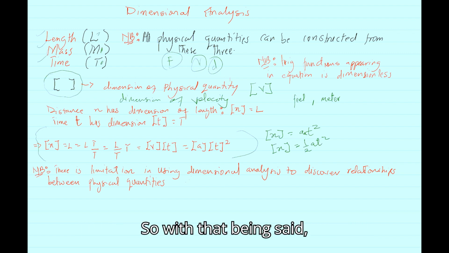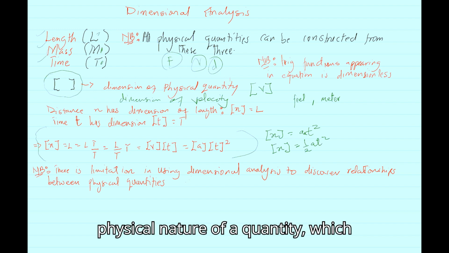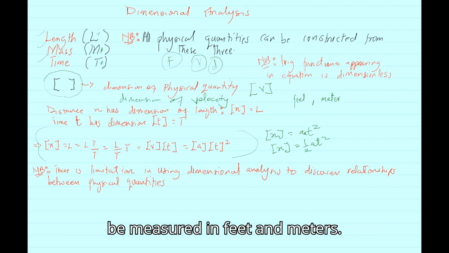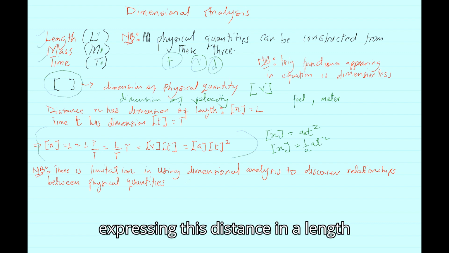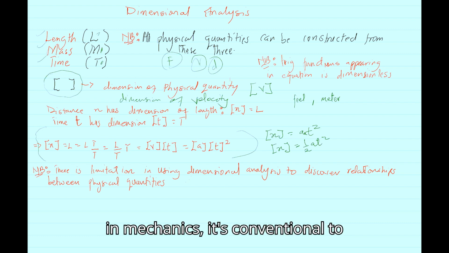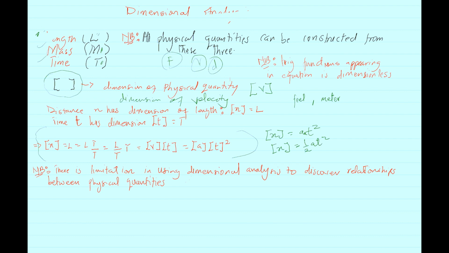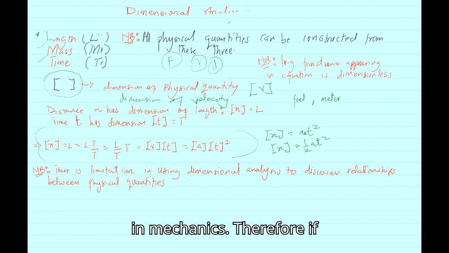Dimensions simply denote the physical nature of a quantity, which means the distance between 2 points can be measured in feet and meters. These are the different ways of expressing this distance in a length form. In mechanics, it's conventional to use the quantities of length, mass, and time. It is very important to use these physical quantities, and they are very common in mechanics.